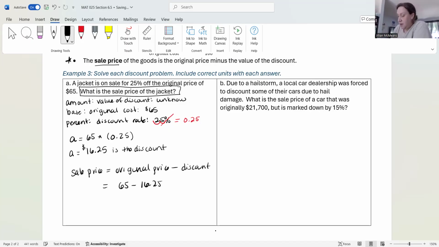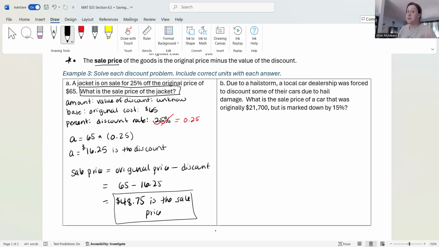So for us, it's going to be the $65 minus the discount of $16.25. I'm just going to do this on my handheld calculator because this one's pretty easy instead of switching screens. So we get 65 minus 16.25, which is $48.75. $48.75 is the sale price. So make sure you include units, in this case, a dollar sign, and a very brief description of what your final answer is. So $48.75 is the sale price.